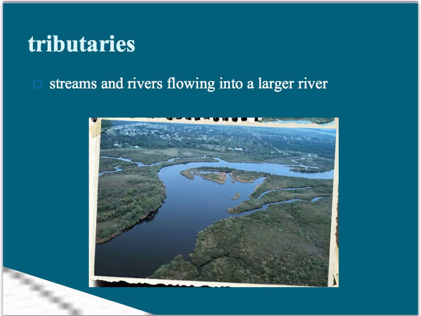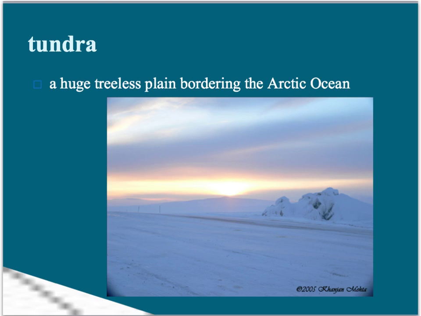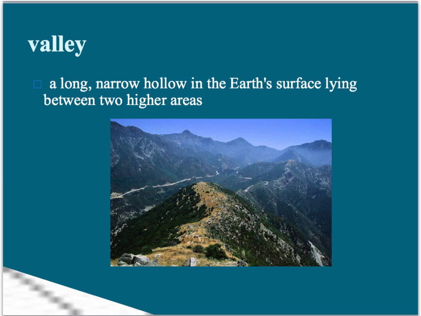Tributaries are a bunch of little rivers that go and flow into a larger river. So if you look, this is a tributary, this is a tributary. They are all flowing into this big honking guy. You'll see stuff like this on the river trip as well. Tundra, a huge treeless plain bordering the Arctic Ocean. Think to yourself, is Arctic north or south? The answer is north, not south. That is the Antarctic. A valley. Valley is a long, narrow hollow in the surface lying between two higher areas, maybe Death Valley you've been to before. Pretty hot there.